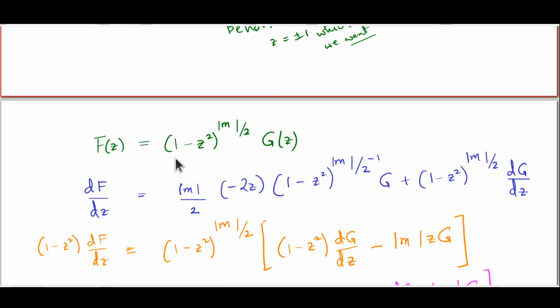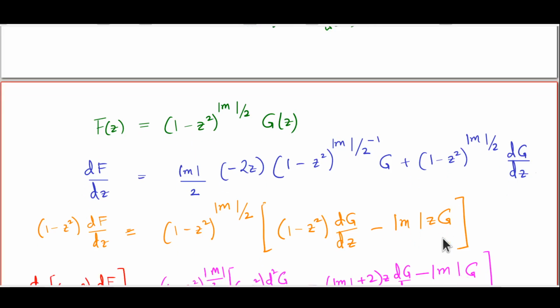The trick is to write f of z as 1 minus z squared to the power mod m by 2 times g of z, then differentiate it, and you of course end up with two terms, one coming from the derivative of 1 minus z squared to the power mod m by 2, which is this term, and the other coming from differentiating g of z, which is of course this term. Now, you can actually simplify your calculation somewhat by multiplying through by 1 minus z squared, which will give you a 1 minus z squared to the power mod m by 2 factor in both terms. This of course will have an extra 1 minus z squared, so that's why you get 1 minus z squared dg dz, and this term becomes minus mod m zg.